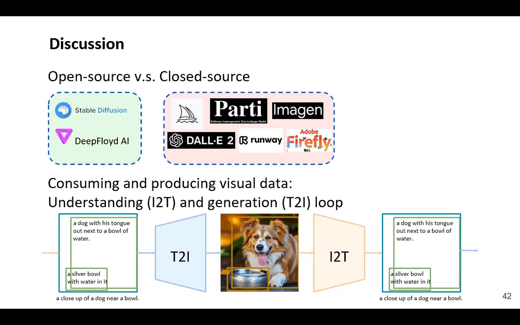And the second is about the so-called consuming and producing of visual data, which is related to the bigger scope of today's tutorial. Such a closed loop can be built at different levels, for example, data, model, and training objective. But if we simply look at the data loop, the understanding model, image to text, and the generation model, text to image, have already shown a quite promising loop in generating data to help each other. For example, many of the generation models we introduced today already use understanding models, such as image captioning, to produce pseudo data to help the training.